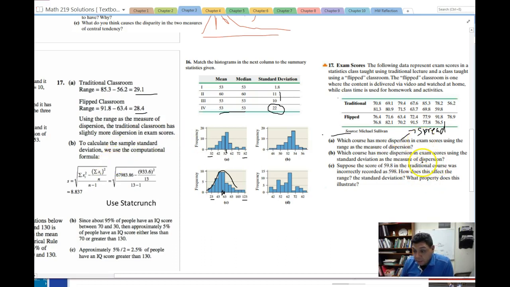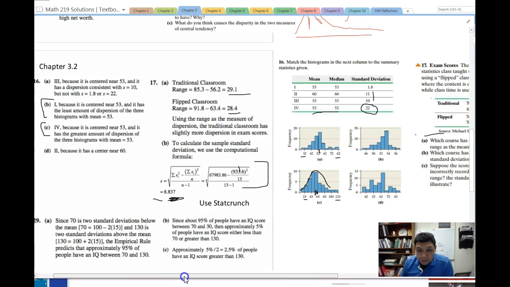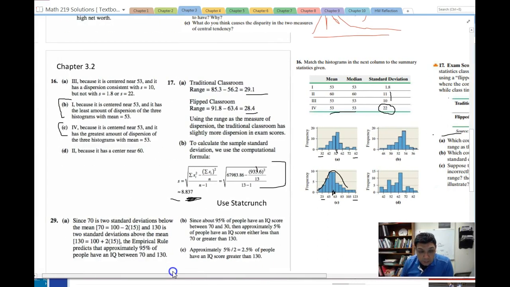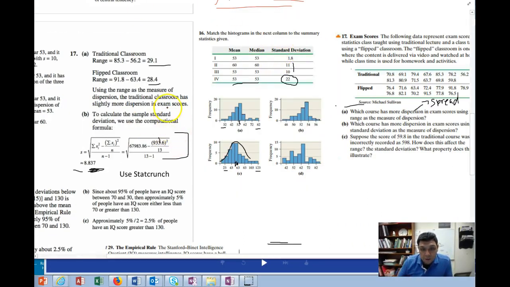Now if you're going to use standard deviation as a measure, which we're not going to do by hand, even though over here, this is the hand calculations. You'll get, using StatCrunch, 8.837 for one of them. So that's a measure for standard deviation using StatCrunch there. And so comparing the traditional with the flipped, again, this is for traditional using StatCrunch. This is by hand.